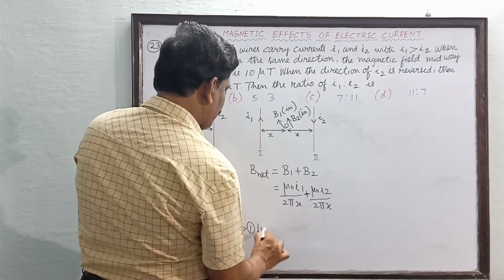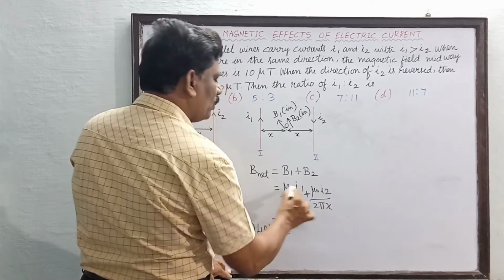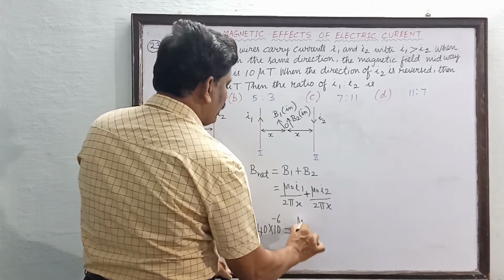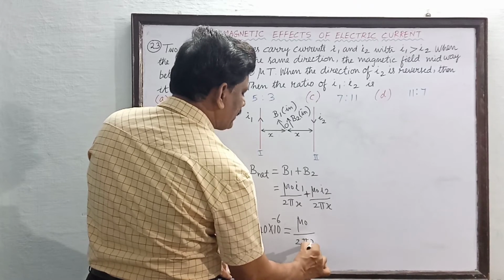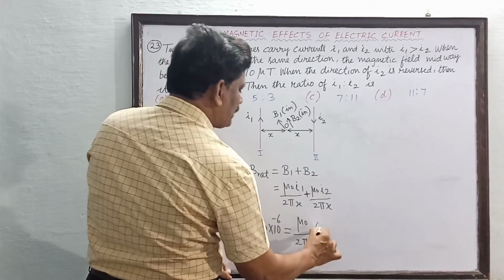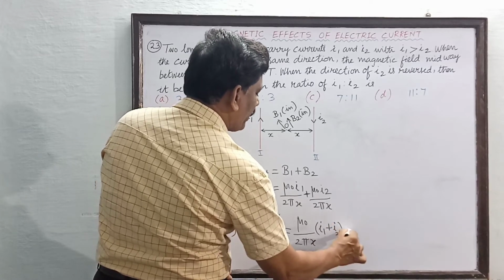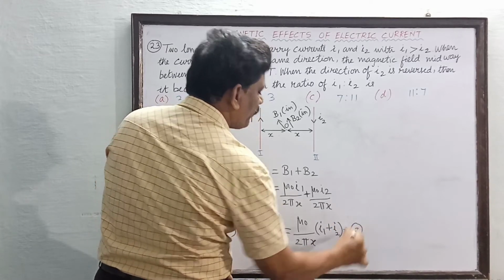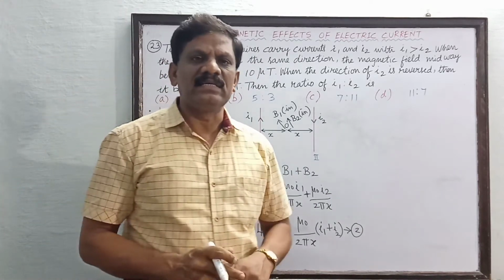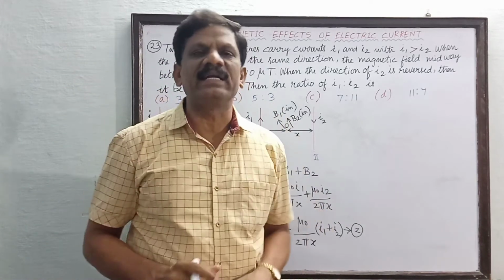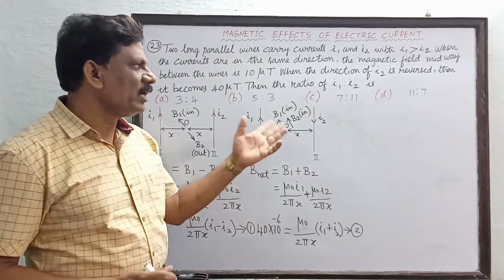So this is 40 into 10 power minus 6 is equal to, so common factor is what? Mu naught divided by 2 pi x into I1 plus I2. So this is I1 plus I2. This is equation 2. So these are the two equations which require basic understanding. Understand? Now we are going to solve for the ratio I1 is to I2.